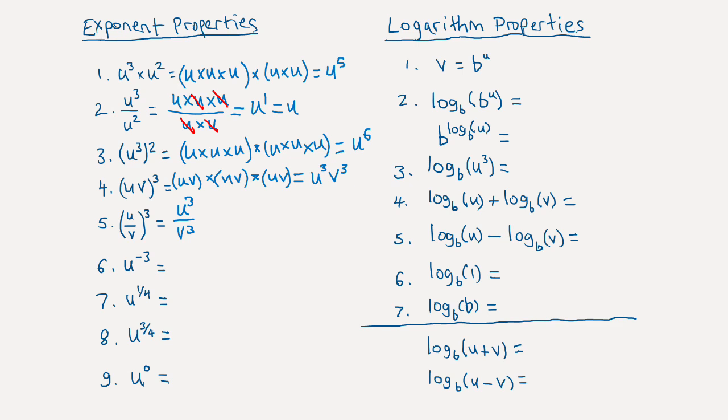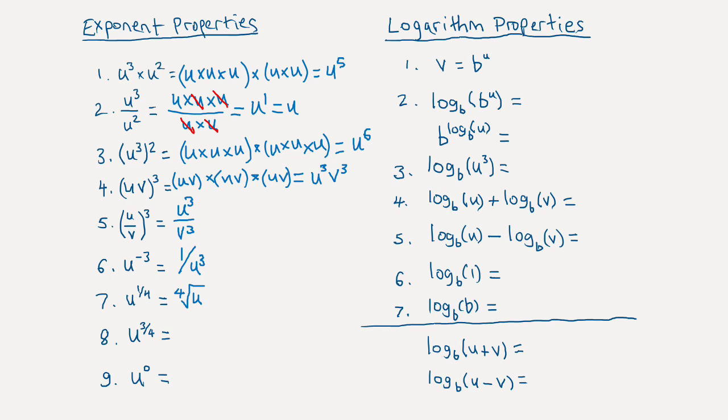What about number 6, u to a negative exponent? Well, that's defined to be 1 over u to the positive exponent. So u to the minus 3 is equal to 1 over u to the 3. Number 7, what about a fractional exponent? So another way of writing this is as the 4th root of u. So u to the 1/4 is the same as the 4th root of u. U to the 1/2 would be the square root of u. U to the 1/3 would be the cube root of u, and so on.